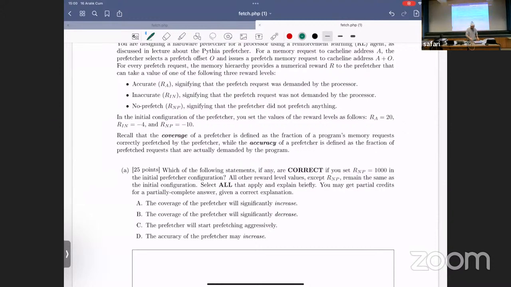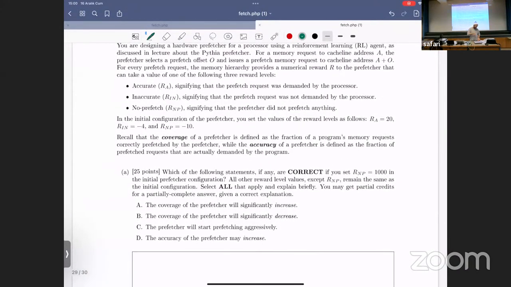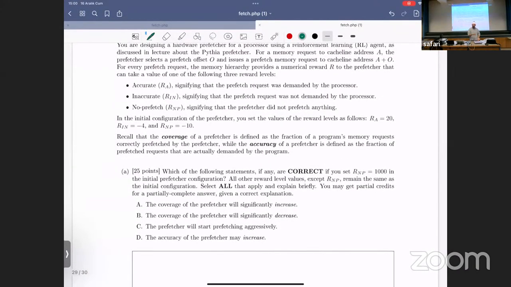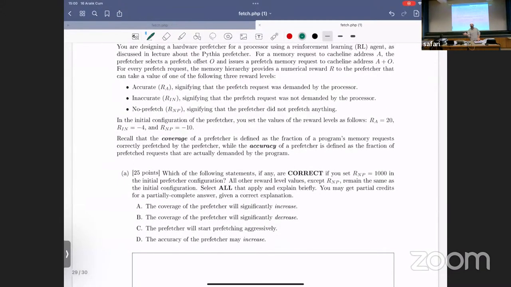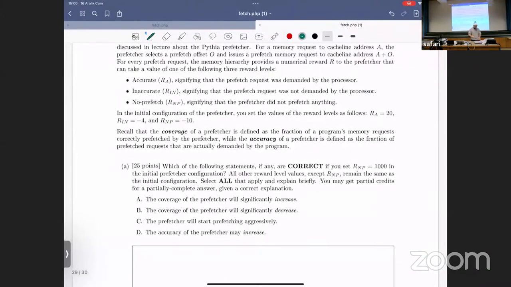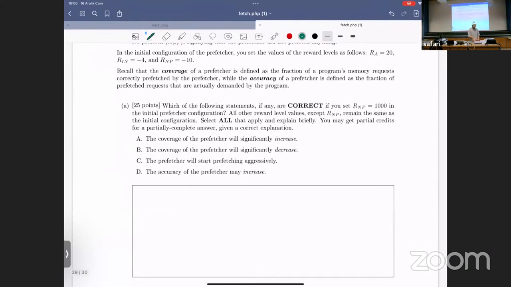And the accuracy, what does that mean? We prefetched something and it was indeed used. So the accuracy is a different metric from the coverage. Probably if we have a really high coverage, we also have a high accuracy. But we might have a small coverage, but then also high accuracy. There is a correlation, but it's not exactly the same thing. This is also defined in your lecture, I think, for the prefetching lecture.